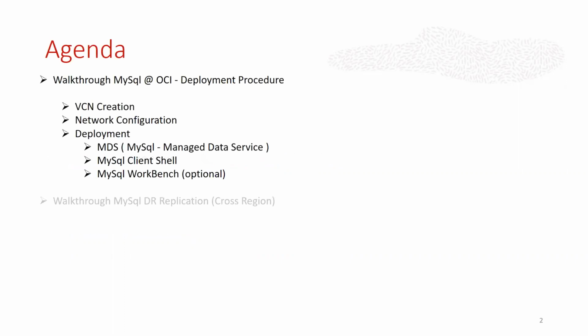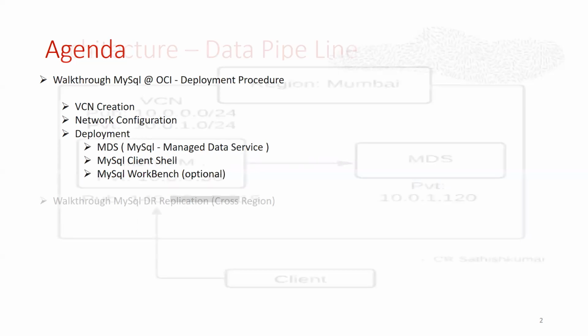The agenda for this presentation: prior to MDS deployment, we have certain prerequisites that we should configure, the VCN and network configurations like subnets, dynamic route gateway, remote peering connections, route table, what ingress rules need to be configured and what ports need to be opened under the security list. Once the prerequisites are done, we can start deploying MDS. Then we will discuss the deployment procedure of the MySql client shell and MySql Workbench.